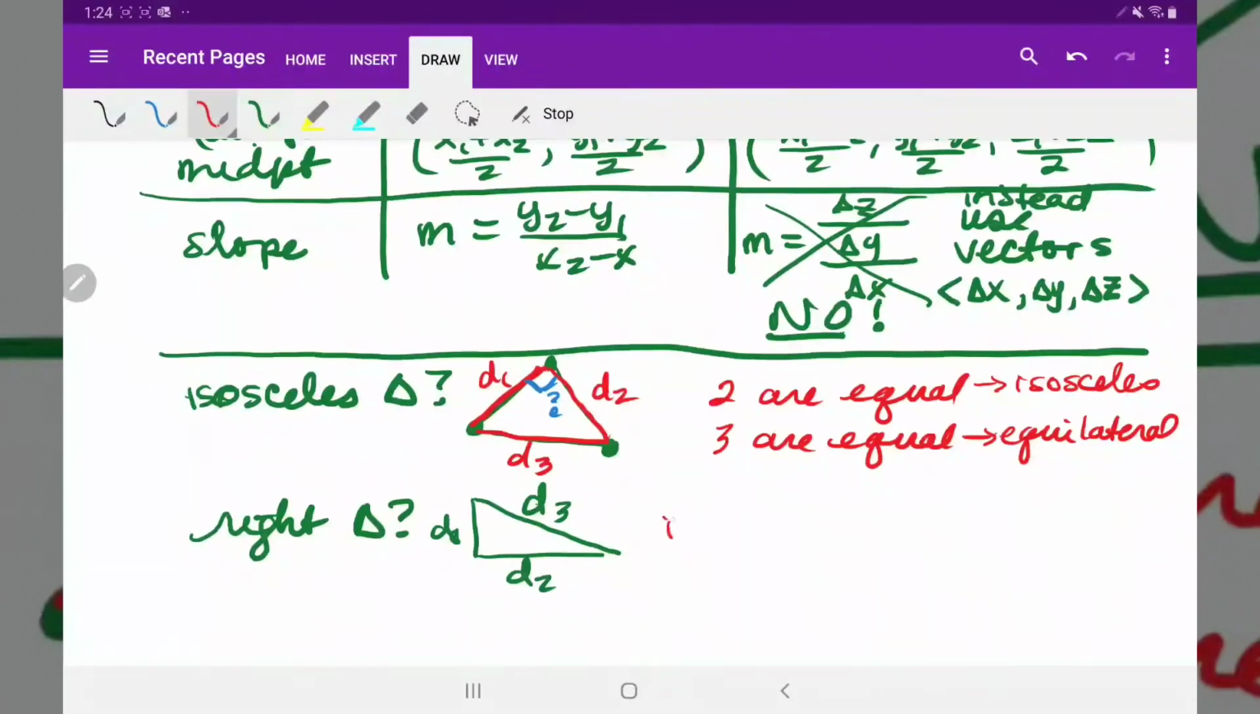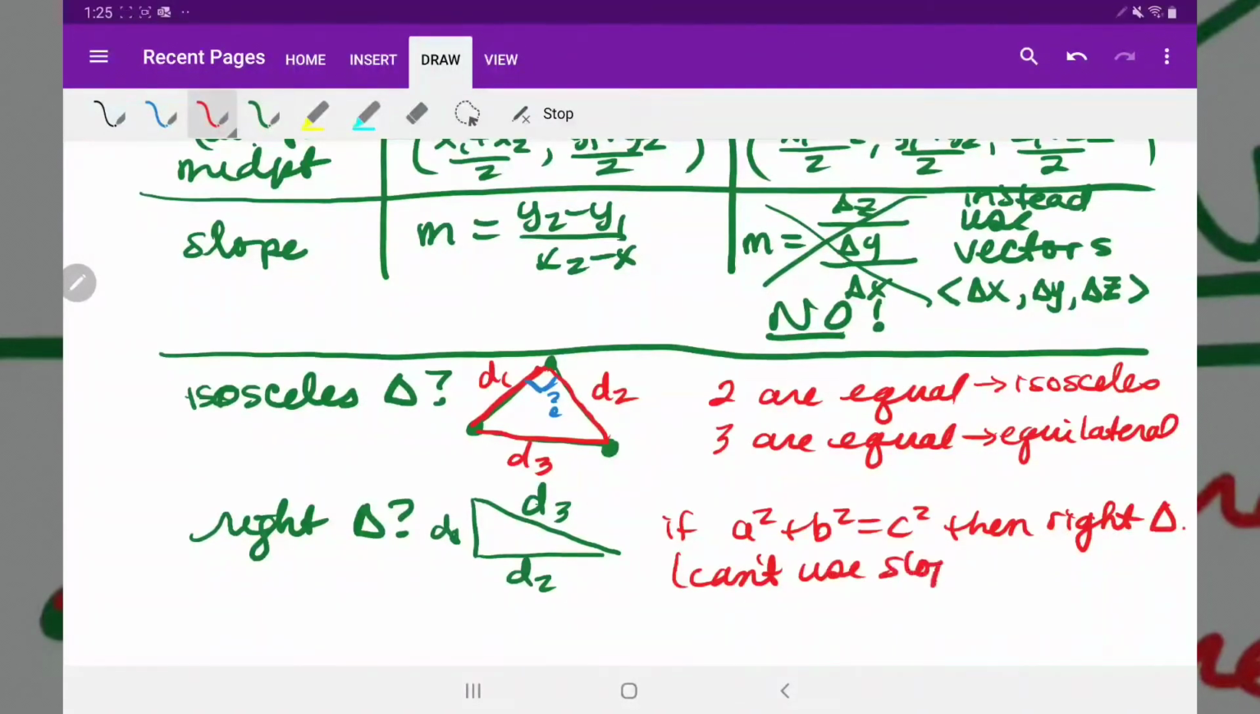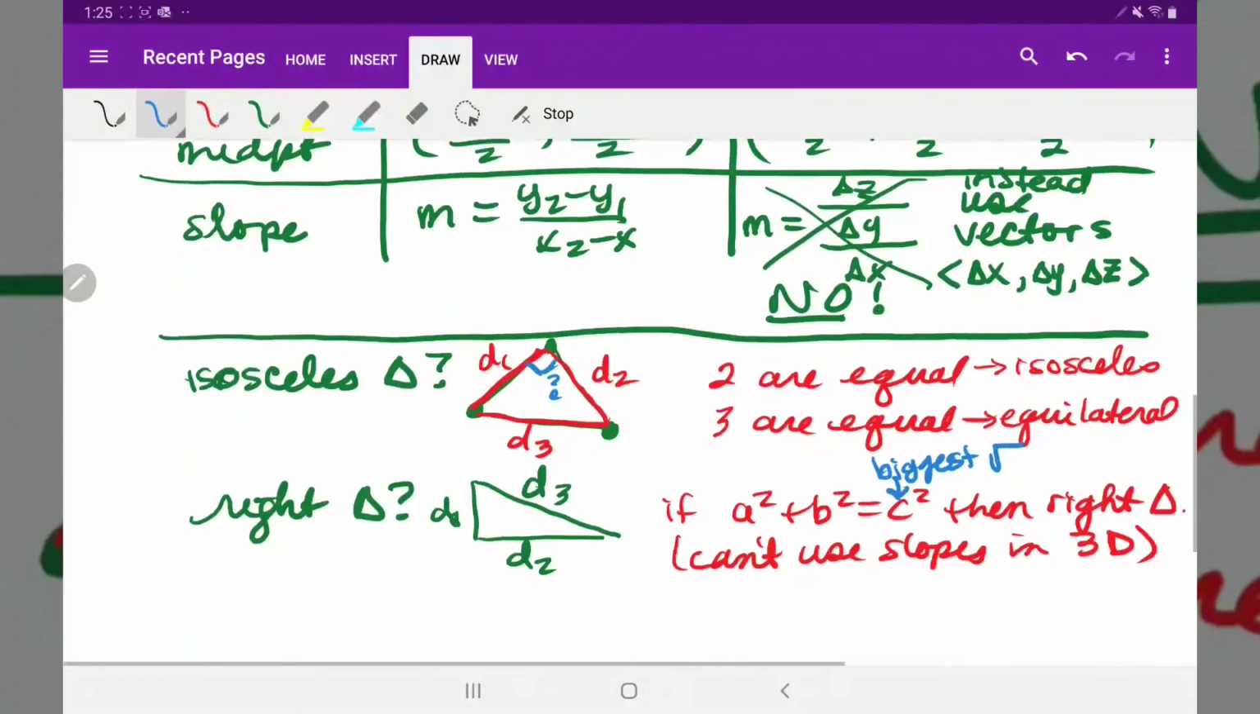Okay, and we'll put can't use slopes in 3D. So there's no slopes. There will be another method that you kind of learned in 6, but you're going to learn again. And then this one is going to be the largest one. Okay, so this will be the biggest radical. Just make sure that's in for your C. Okay, so you're going to use the distance formula on both of those types of questions. And I think it says right angle, isosceles, or neither. It could be right and isosceles though.